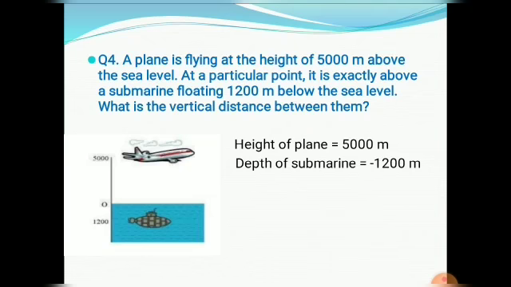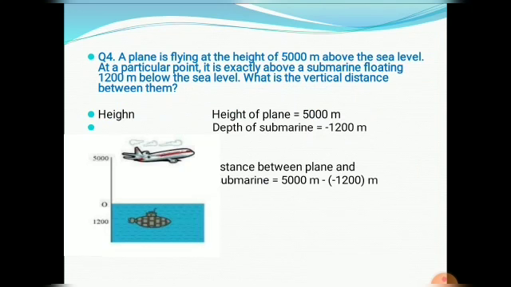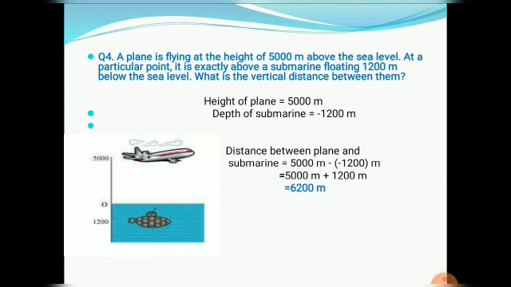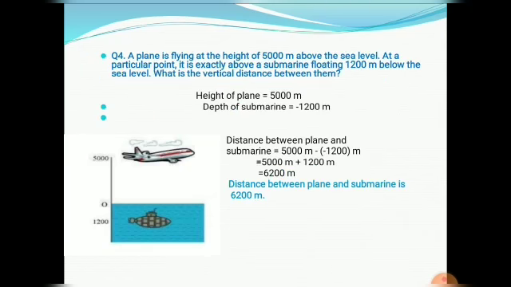Now we have to find out the distance, vertical distance. Distance is a subtraction. So distance between plane and submarine is 5,000 meter minus of minus 1200 meter. Now minus minus is a plus. So 5,000 meter plus 1200 meter is 6,200 meter. Therefore, the vertical distance between them is 6,200 meter.